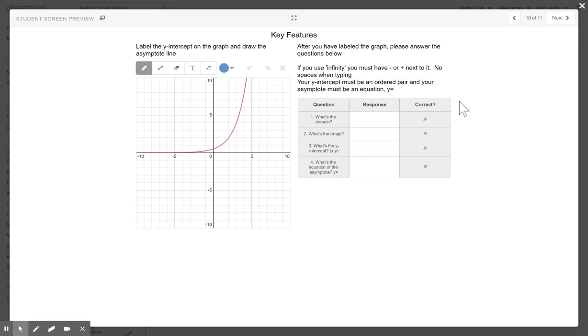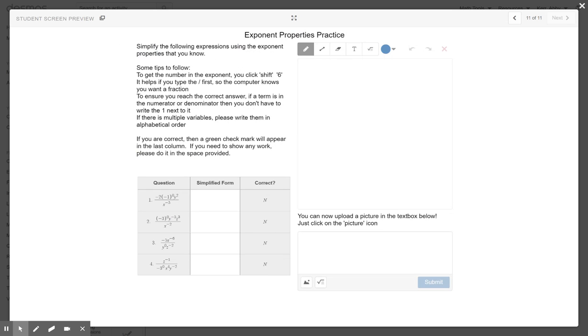The domain, same thing, negative infinity to positive infinity, the range 0 to positive infinity, the y-intercept 0, 0.5, and then y equals 0. Now the last slide is like your bell work slide. So let's simplify number 1.